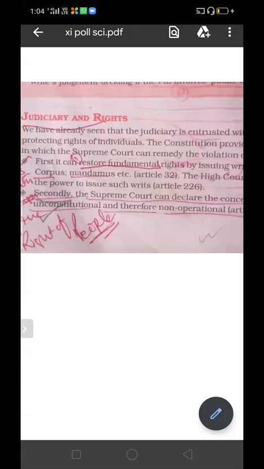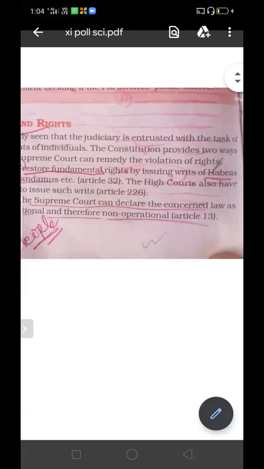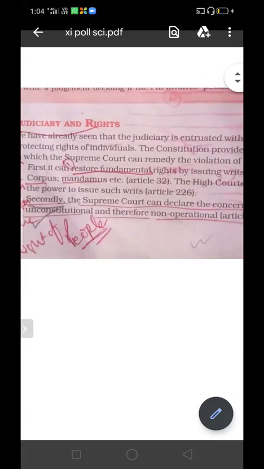Judiciary and the rights. We have already seen that the judiciary is entrusted with the task of protecting the rights of individuals, and the Constitution provides two ways in which the Supreme Court can remedy the violation of rights. First, it can restore fundamental rights by issuing writs of habeas mandamus.